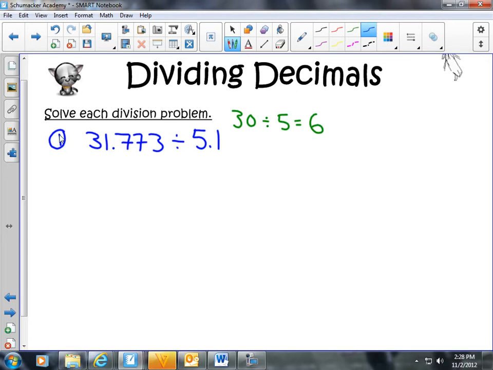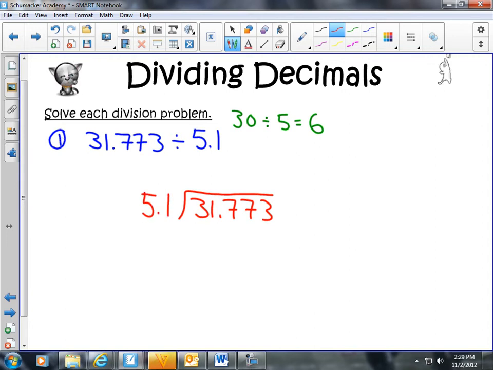So I should know that when I divide 31 and 773 thousandths by 5 and 1/10, my answer should be very close to 6. Okay, and that will help you avoid making silly errors when you understand the concept otherwise. So you're going to put the dividend into your division box. And so we're going to go ahead and put down 31 and 773 thousandths inside here.